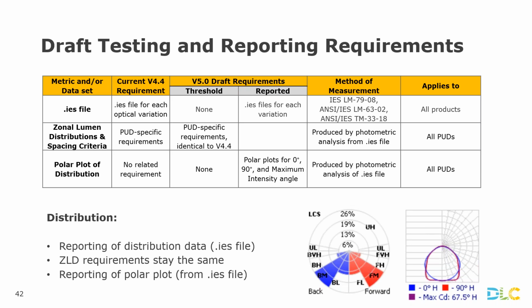Distribution data is measured during standard test procedures using a goniophotometer, stored and transferred in a data file, often known as an IES file, and often displayed in a polar plot. Here, not much will change from 4.4. We are asking for the IES file to be reported, and the zonal lumen distribution requirements will stay the same and consistent. In addition, we ask to report the polar plot based on the distribution file to provide additional information to the QPL users.